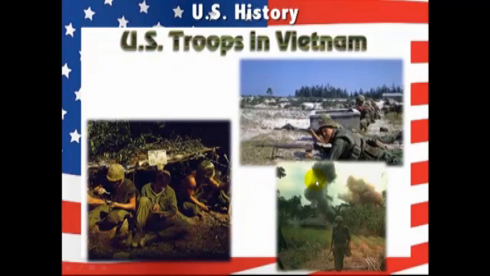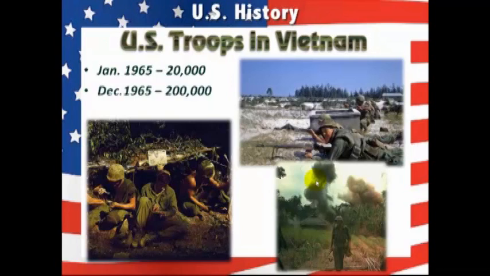Okay, and here we'll look at the escalation of U.S. forces. So here we are, January 1965, 20,000 soldiers serving. Now look at what happens just throughout the year 1965. By the end of 1965, we have 200,000, so we've increased our numbers tenfold. Then by January of 1968, we hit the maximum troop involvement of 540,000.